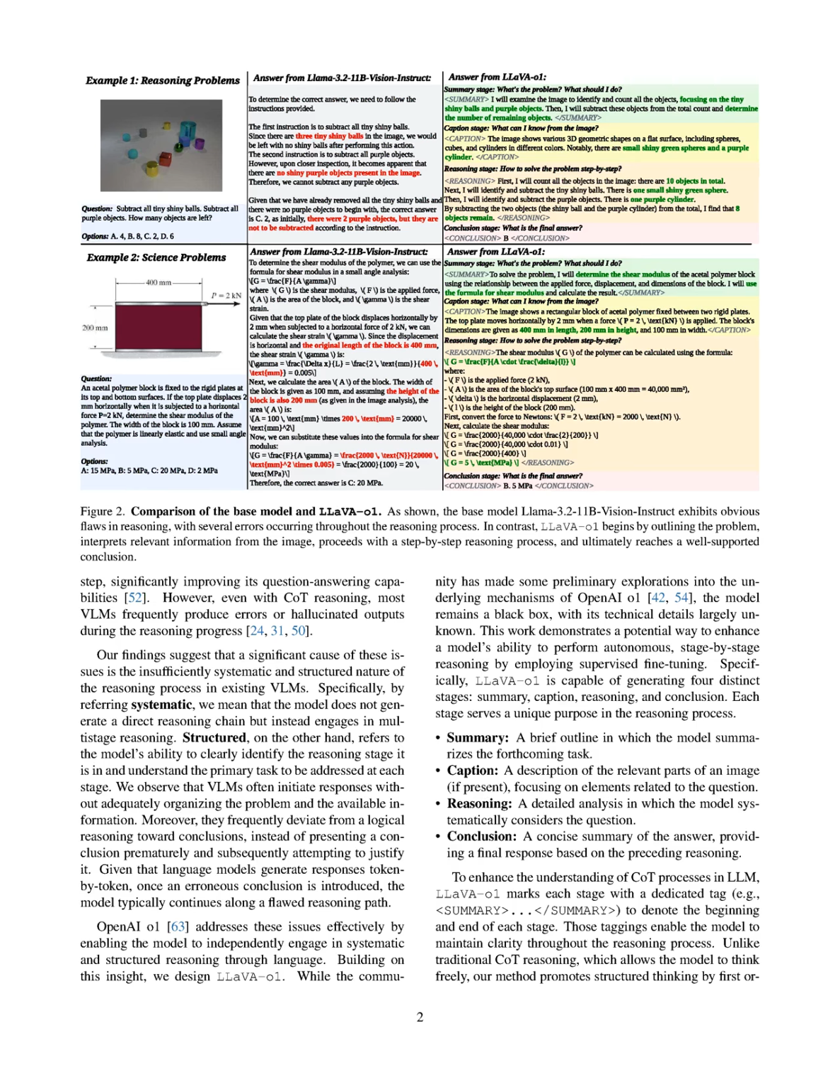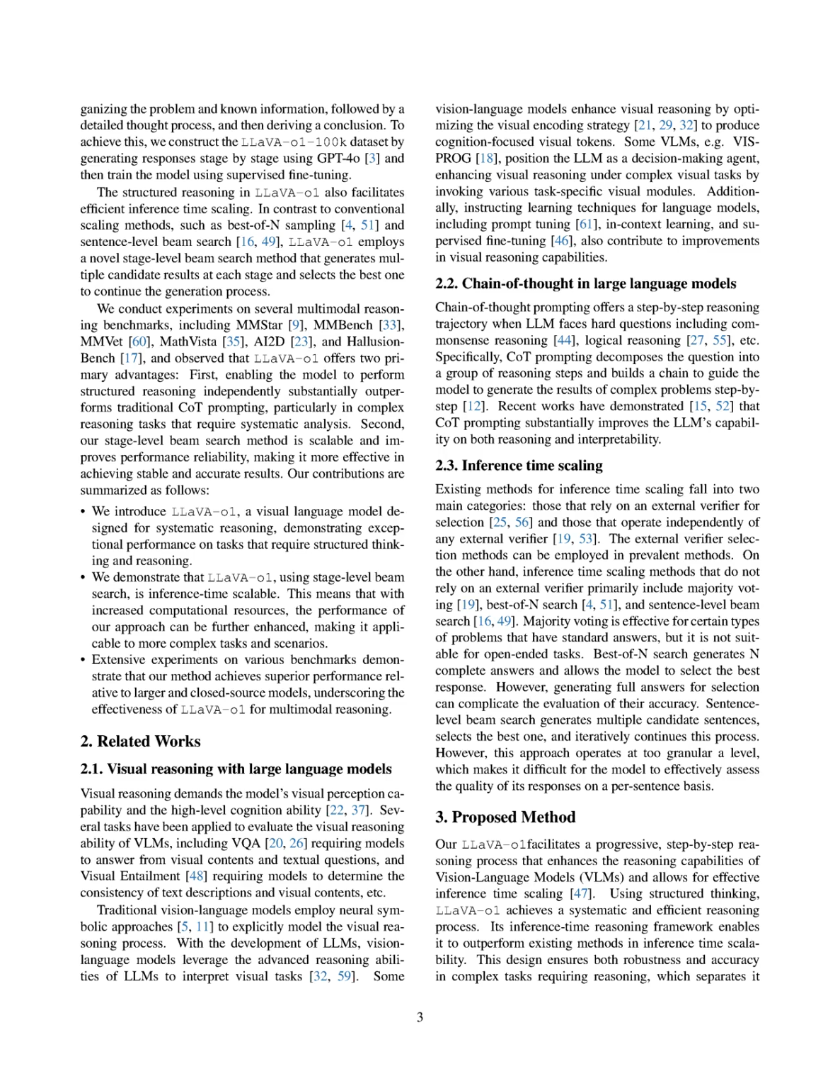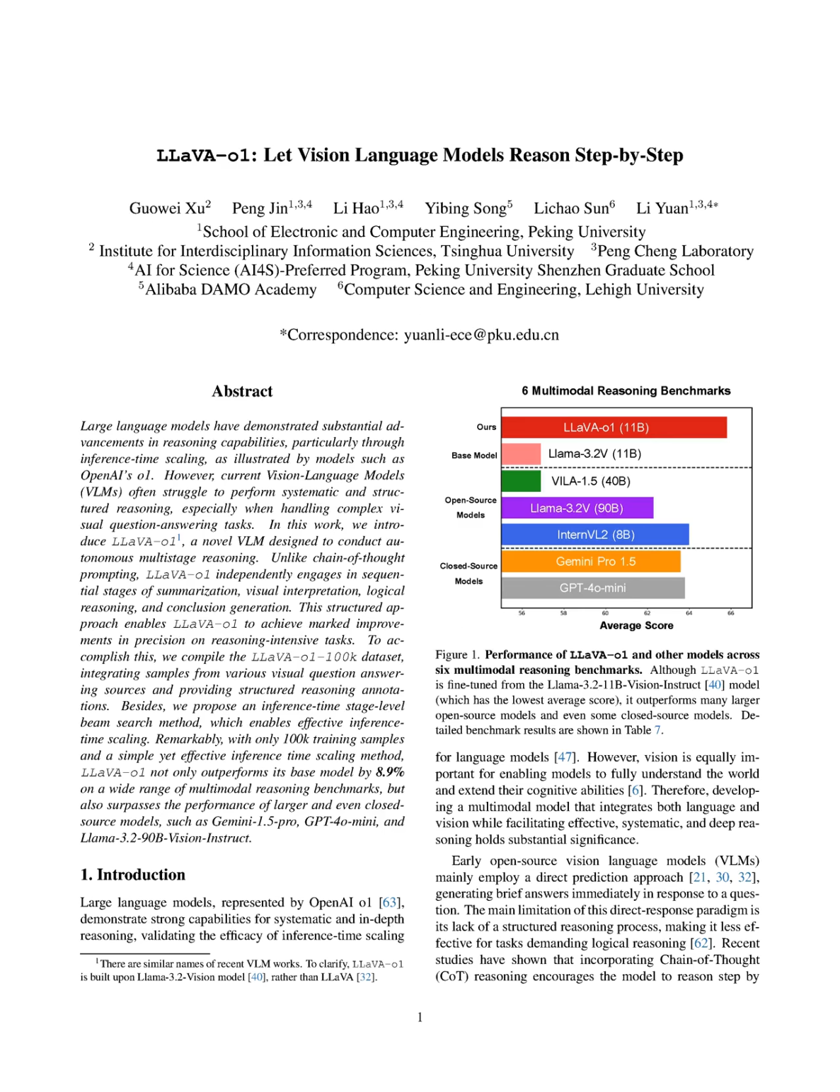LLaVA-o1 introduces a structured multi-stage reasoning process that includes distinct stages: summary, caption, reasoning, and conclusion, which enhances the model's ability to engage in systematic and in-depth reasoning. This structured approach is crucial as it significantly improves performance on complex reasoning tasks, making LLaVA-o1 more effective than traditional chain-of-thought prompting methods. Ultimately, this advancement matters because it enhances the reliability and accuracy of multimodal reasoning, which is essential for applications requiring logical analysis and interpretation of both visual and textual information.